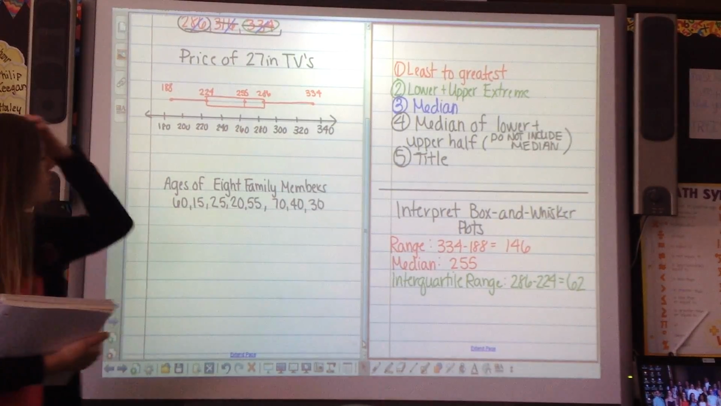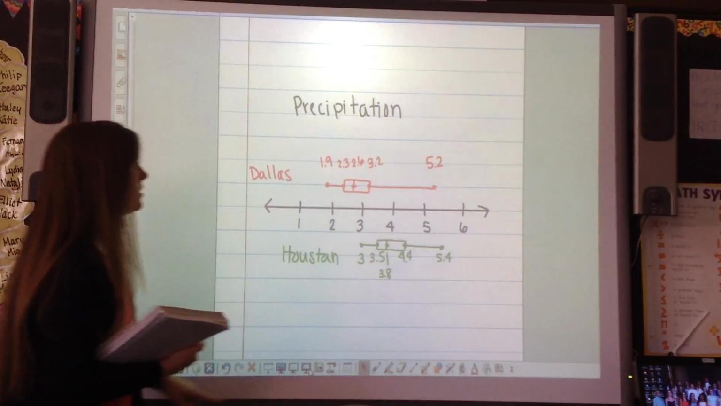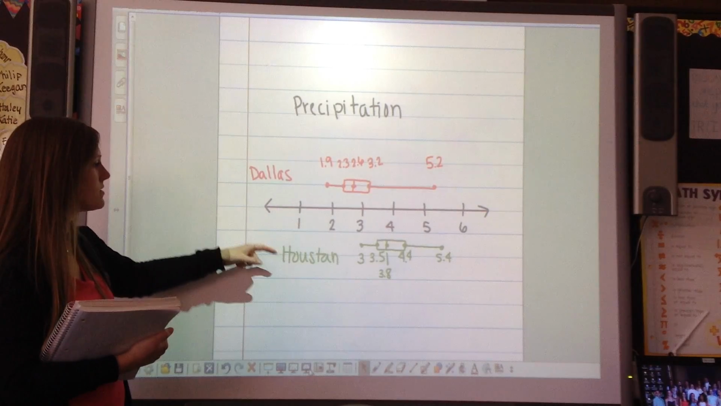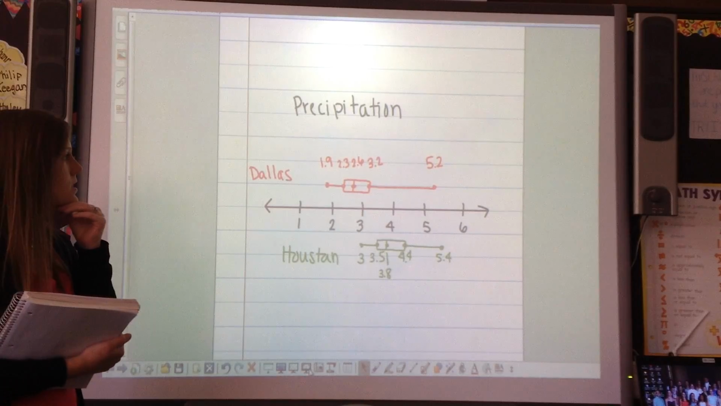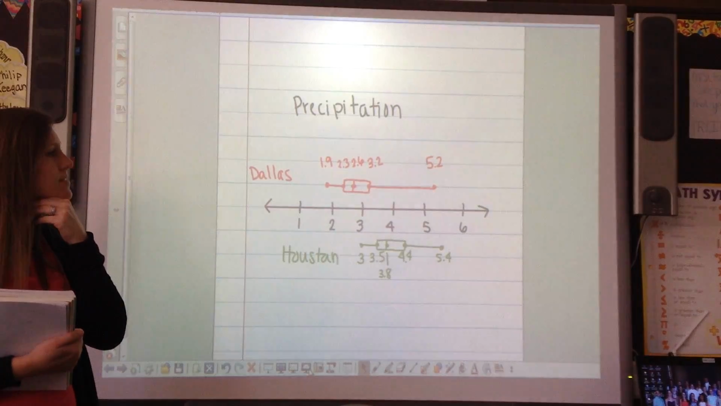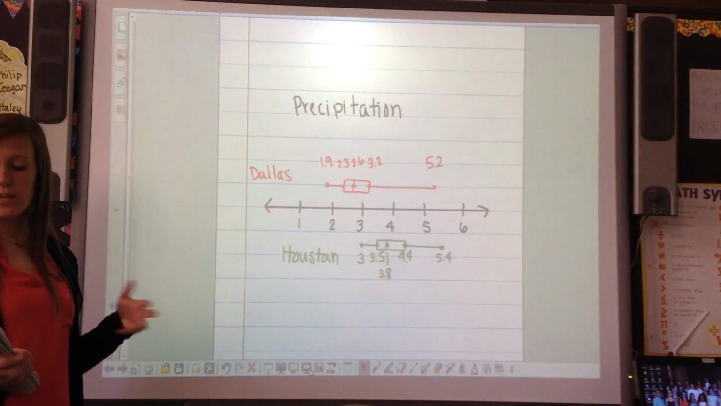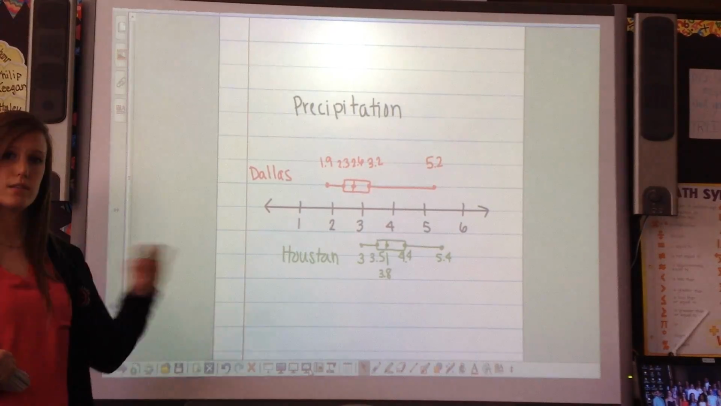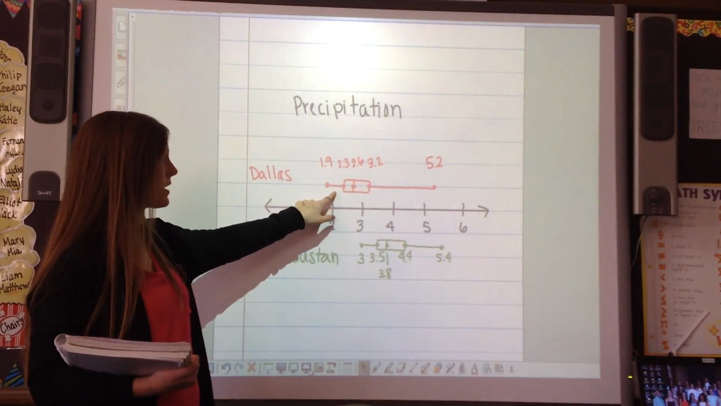Okay. One last thing. Let's see what I have. Let's interpret this graph. This is precipitation in 2 cities in Texas, Dallas and Houston. The main thing I want to point out here is that these box-and-whisker plots seem to have an outlier. So an outlier is a number that's very different from the rest of the numbers. It's easy to spot when we have a list of numbers, but here we don't have the list of numbers that they use to make this box-and-whisker plot.